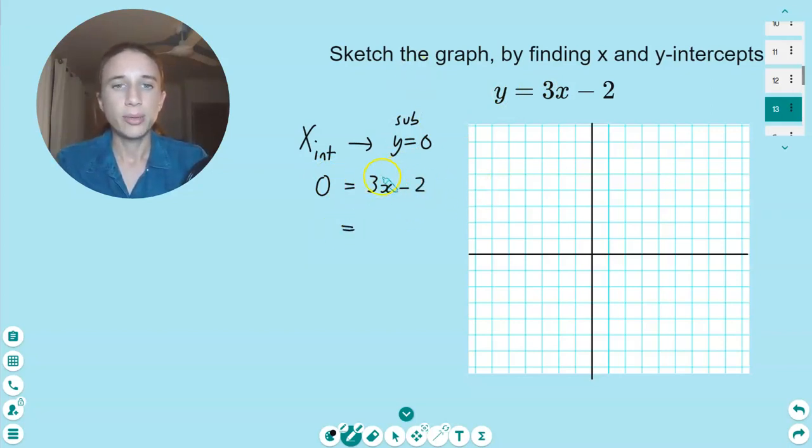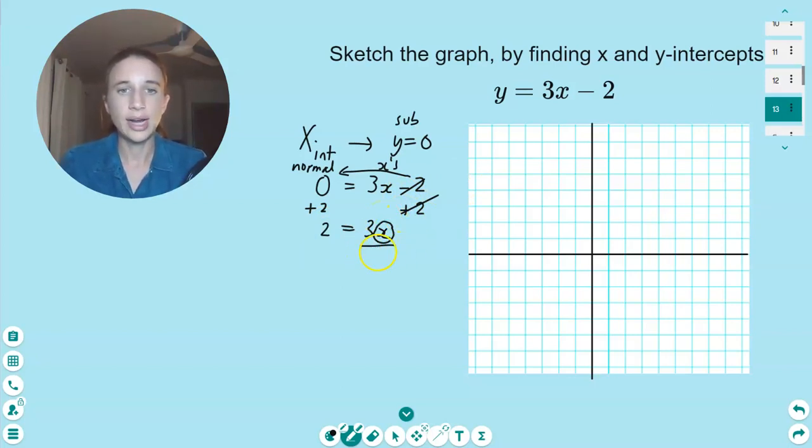Now remember you want your x's on one side and your numbers on the other in order to solve a linear equation. So I need to get that negative 2 over to the other side. How do I do that? I plus 2, and what I do to one side, I do to the other. So what's 0 plus 2? 2. Negative 2 plus 2 cancels. I want x on its own, so I divide by 3 on both sides. And I am left with x equals 2/3.